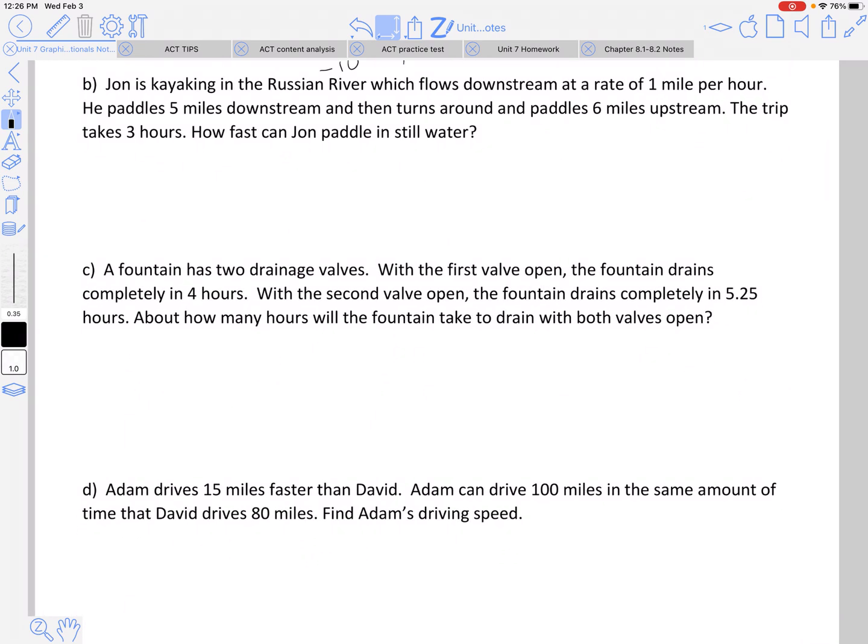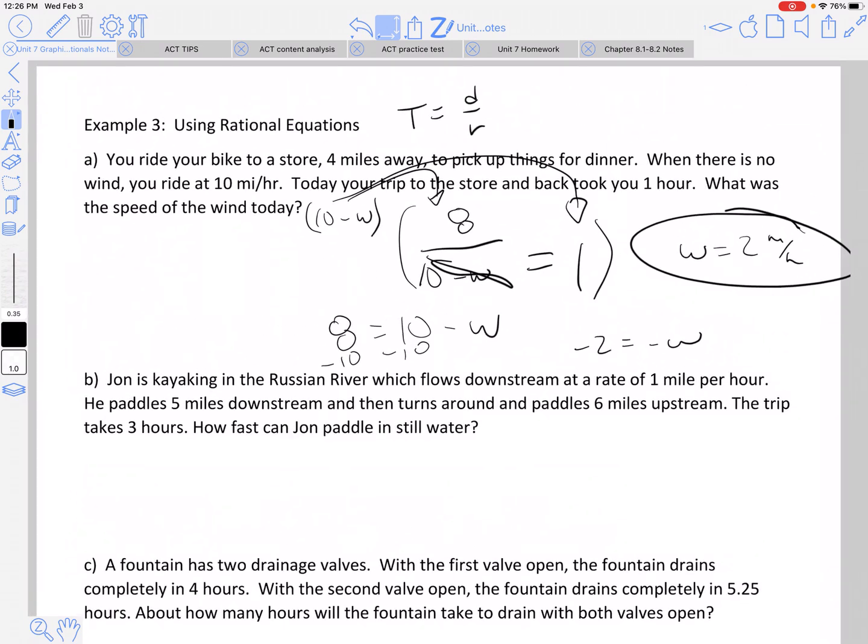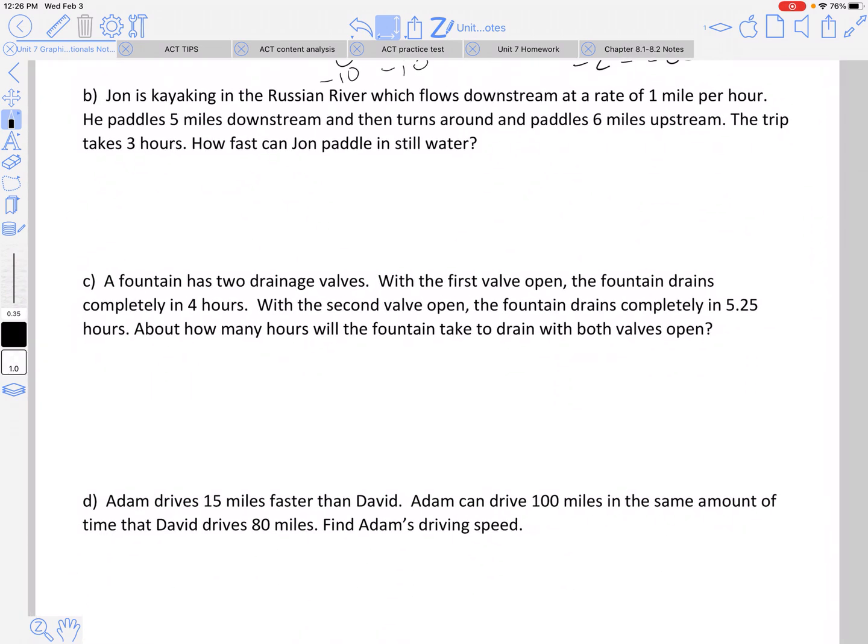Okay. So time equals distance divided by rate. Okay, John is kayaking in the Russian River, which flows downstream at a rate of 1 mile per hour. He paddles 5 miles downstream and then turns around and paddles 6 miles upstream. The trip takes 3 hours. How fast can John paddle in still water?